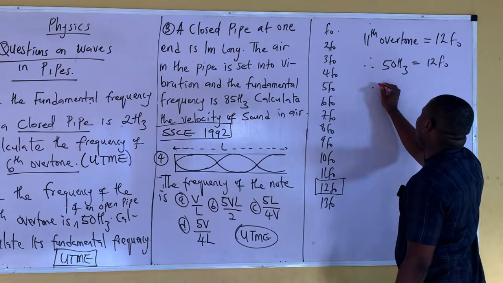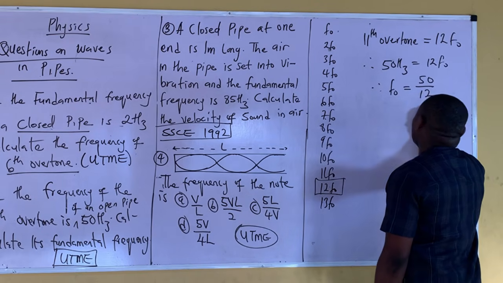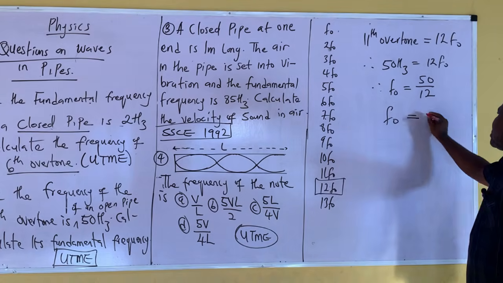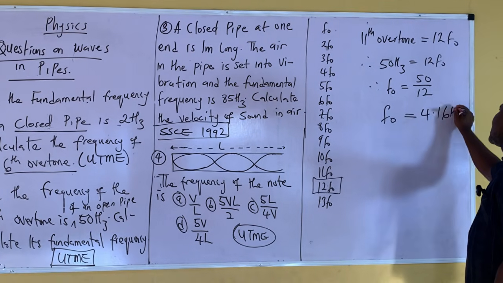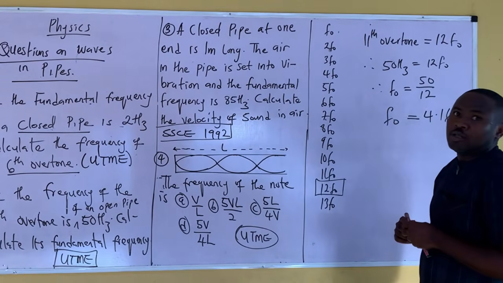where F naught, the fundamental frequency, is what we are looking for. So therefore, F naught is equal to 50 over 12. That becomes 4.16 hertz. That's the answer to that question.